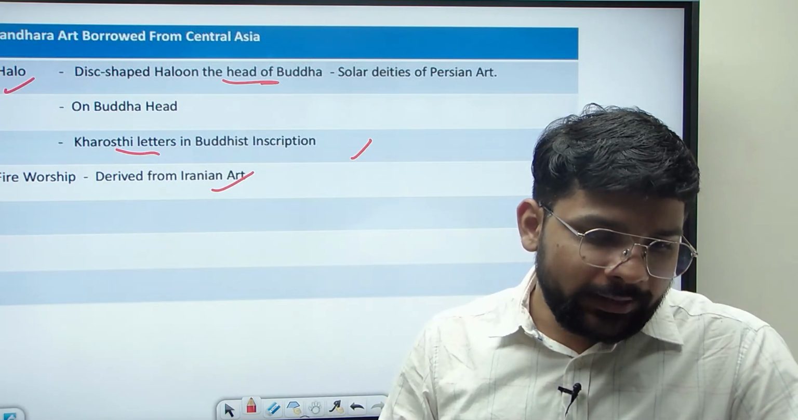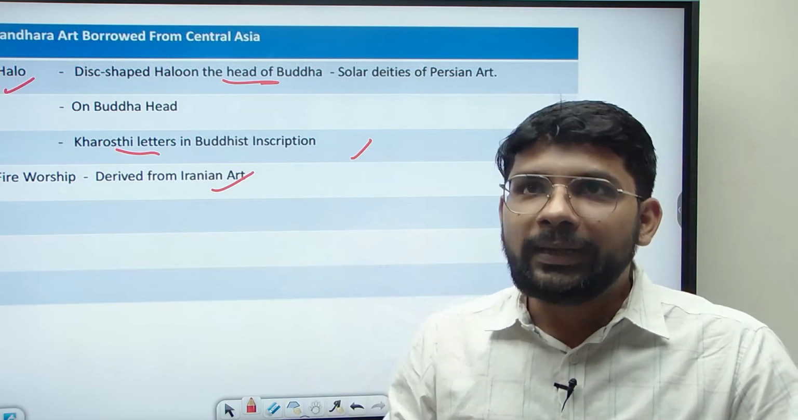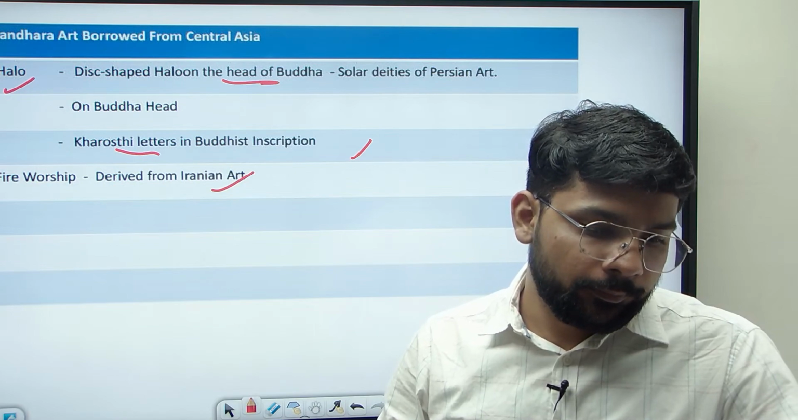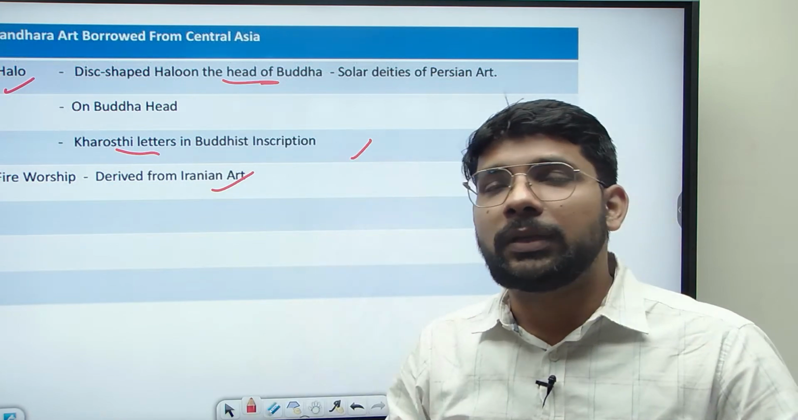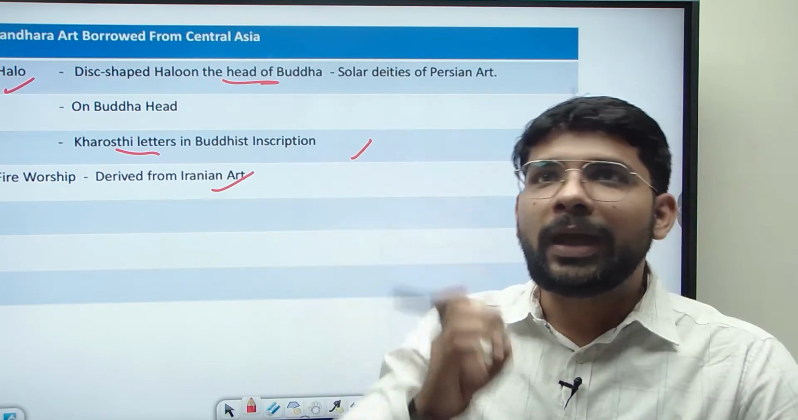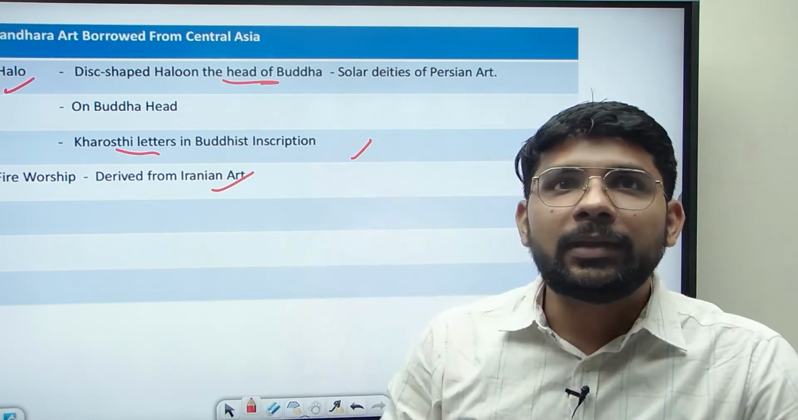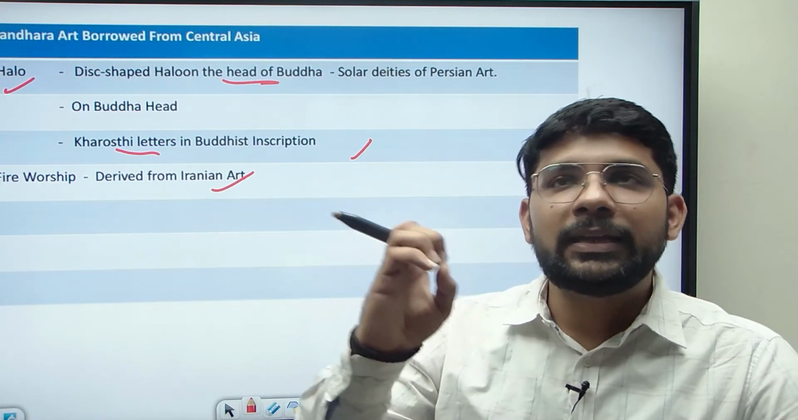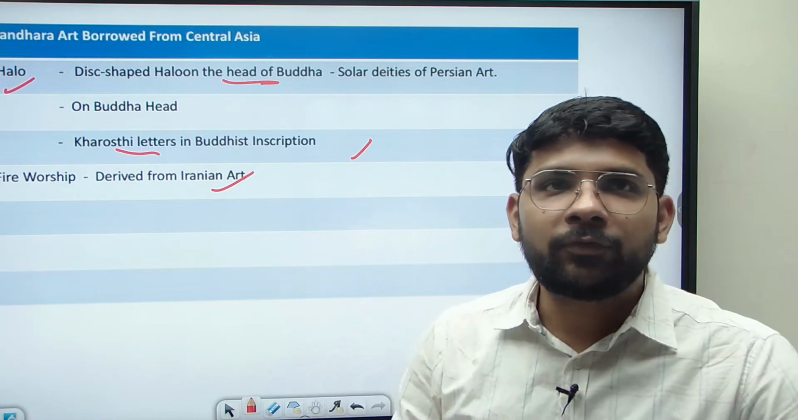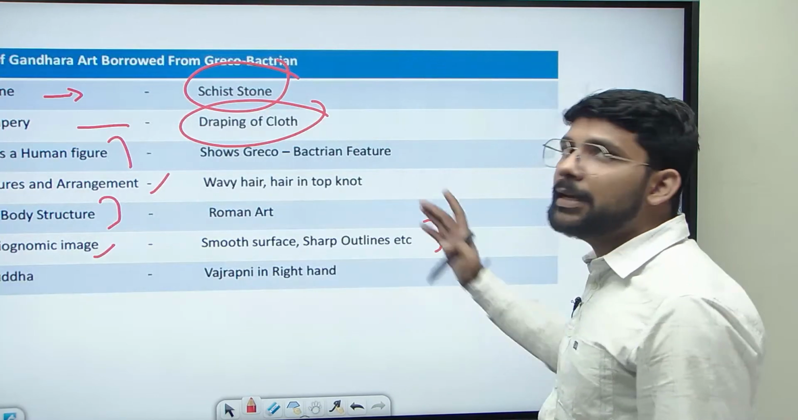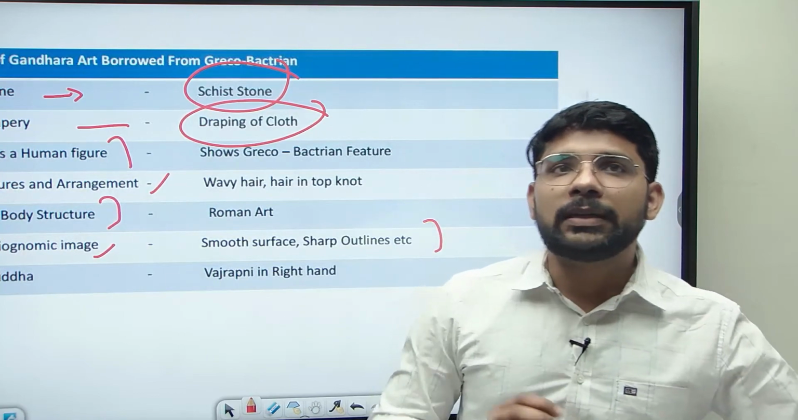So here the point is clear. What you need to write in this question: the question demands two parts. One part, you need to write the Greco-Bactrian elements. Second, you need to write the Central Asian elements in the Gandhara art form. So we looked at both the elements. So these are the elements which are in the Greco-Bactrian.